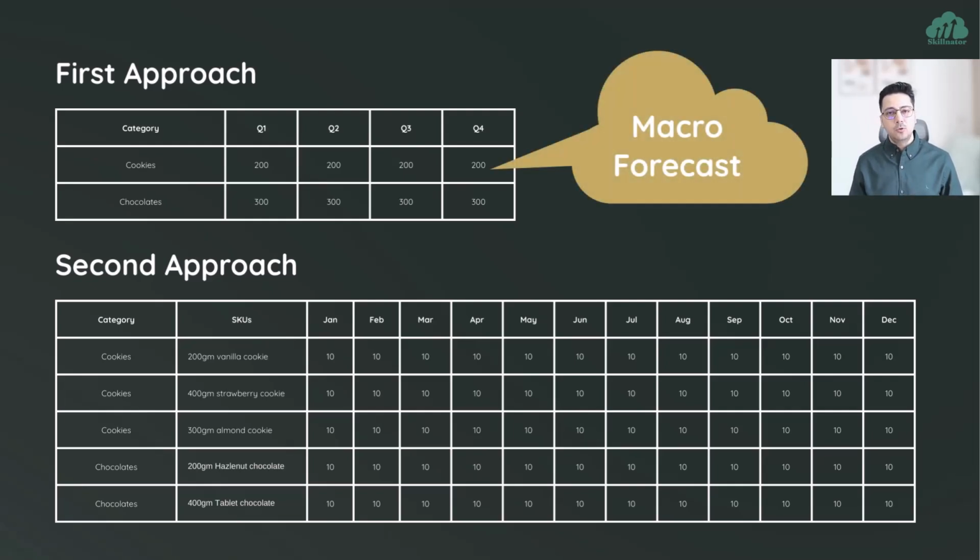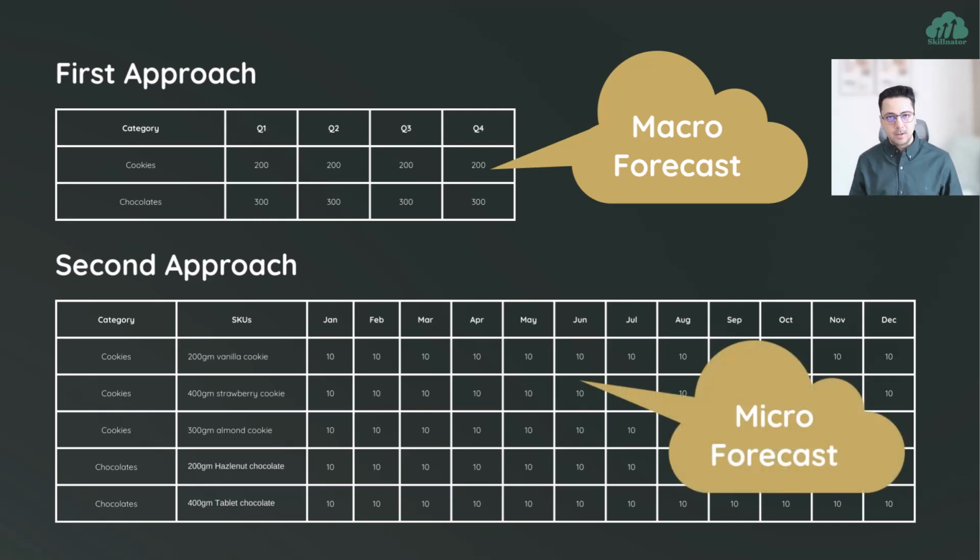The first approach is what we call the macro forecast. This is a forecast that has numbers on a higher or an aggregated level. For example, volumes by categories and on a quarter level. The second approach is the micro forecast. It's a more detailed view with numbers for each SKU and each period. Now the obvious question is, why do these two forecasts exist in the same organization? The answer is because they serve different purposes and are created in different ways.